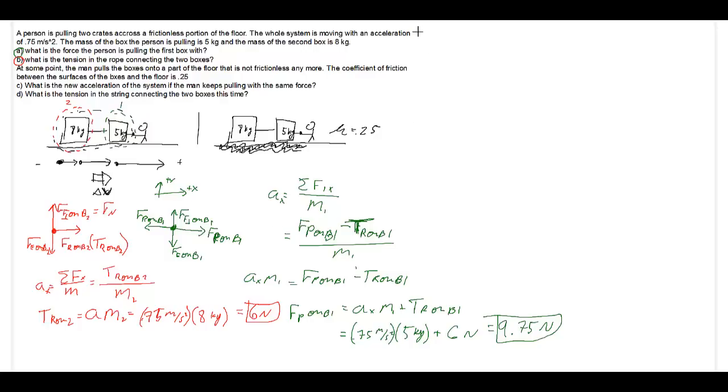Alright, now let's do the second part of the problem, because that's the exciting part. Now things are slightly different. We have a similar situation, except the guy is still pulling with the same force as before, but now we are on a surface that has friction between the two boxes and the floor, with a coefficient of friction of 0.25. So the question now is, what is the new acceleration of the system if the man keeps pulling with the same force? And what is the tension in the string connecting the two boxes this time?